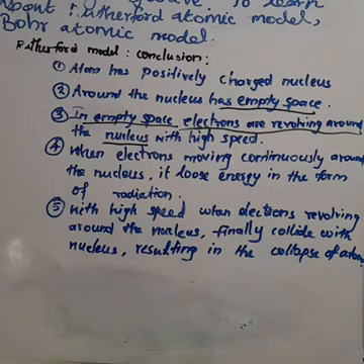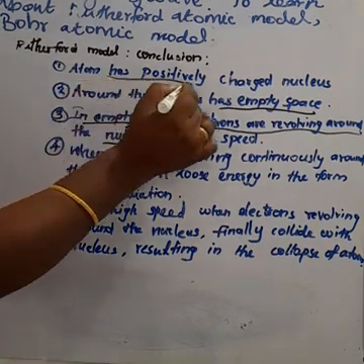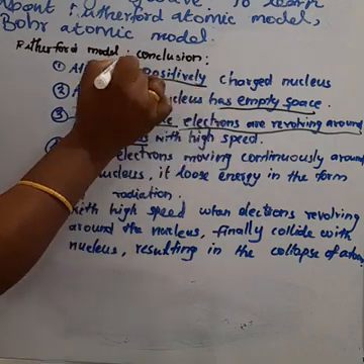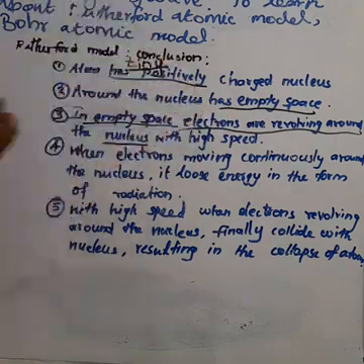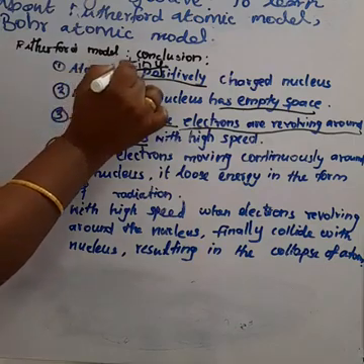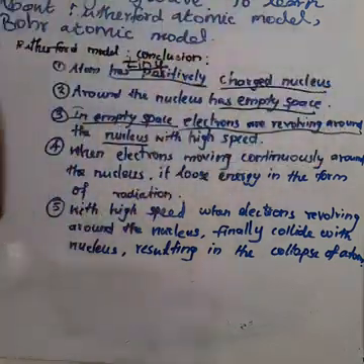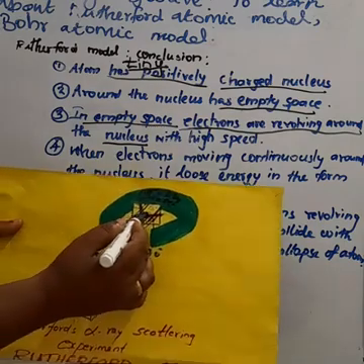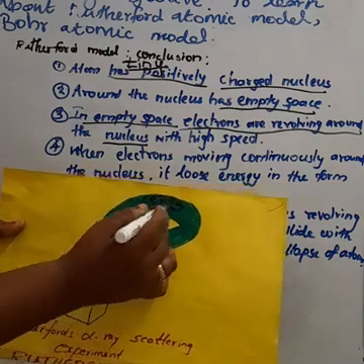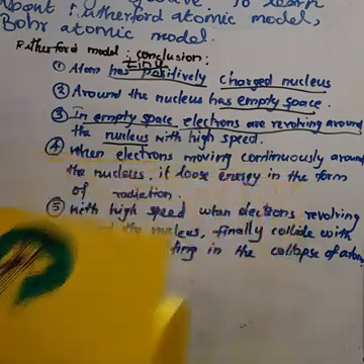What did he find out from that? The atom has a tiny, positively charged nucleus. Because of the nucleus, when he passed the alpha particles through, these alpha particles cannot go through fast. So this alpha particle reflected back 180 degrees.